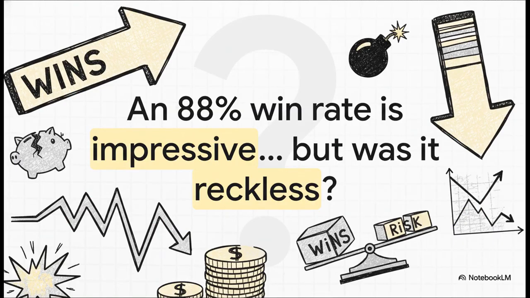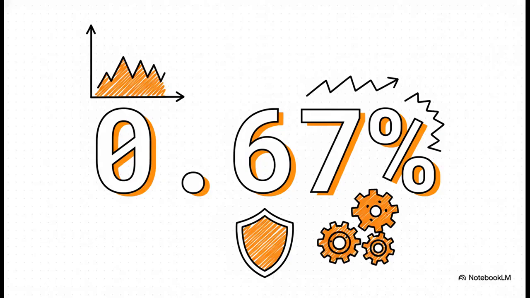But a super high win rate like that can be a trap. It makes you wonder, was this algorithm just a reckless gambler? Was it making a ton of super risky bets that just happened to pay off? Was it just one bad trade away from blowing up the whole account? We need to look at the risk. Well, this number right here.